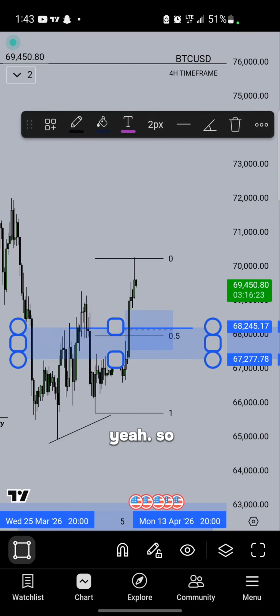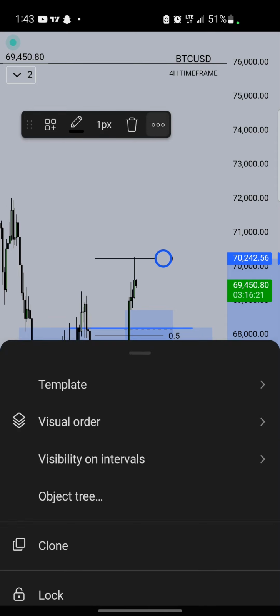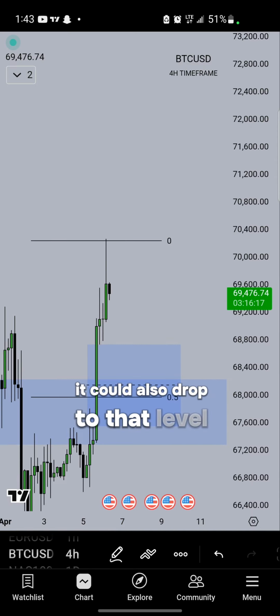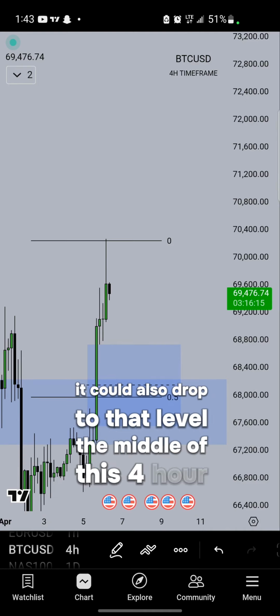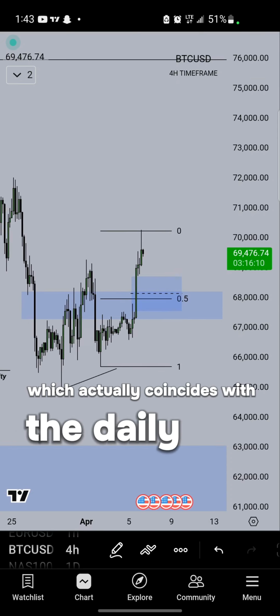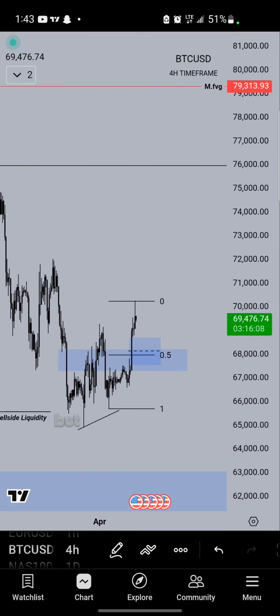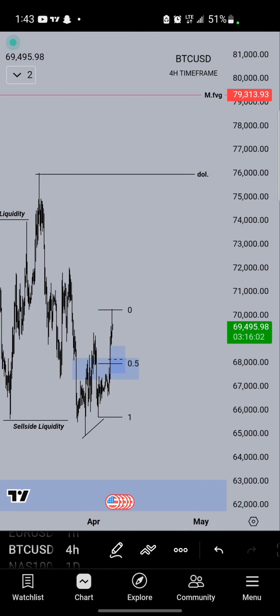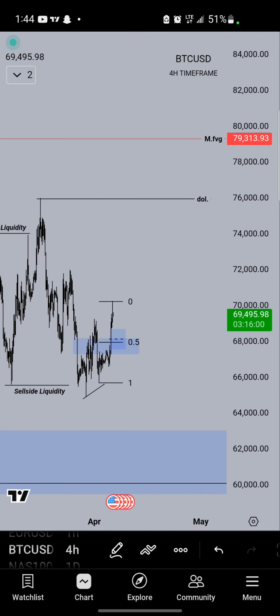It could also drop to that level, the middle of this 4 hour time frame, which actually coincides with the daily and the 4 hour time frame. But regardless, this is my oof, oh my god. The network is not networking.